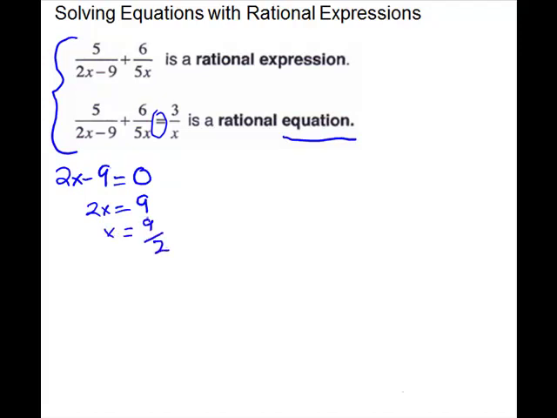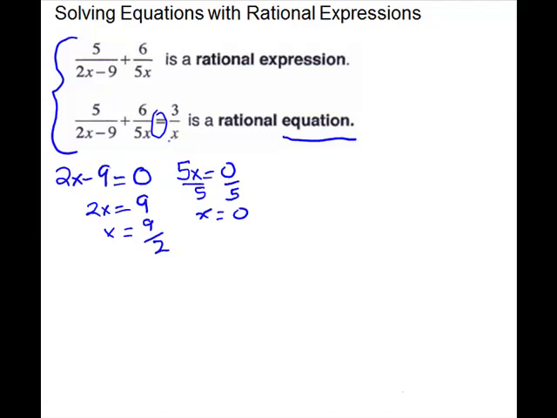If we plugged in 9 halves here, it would cancel the 2 and give us 9 minus 9 is 0. So we would get a piece that's undefined. So we're going to throw 9 halves away. You have to do this for every piece that has a variable in the denominator. So we set 5x equal to 0. Divide by 5. So x equals 0. So 0 itself is bad. And also for our last term, it will be 0 itself.